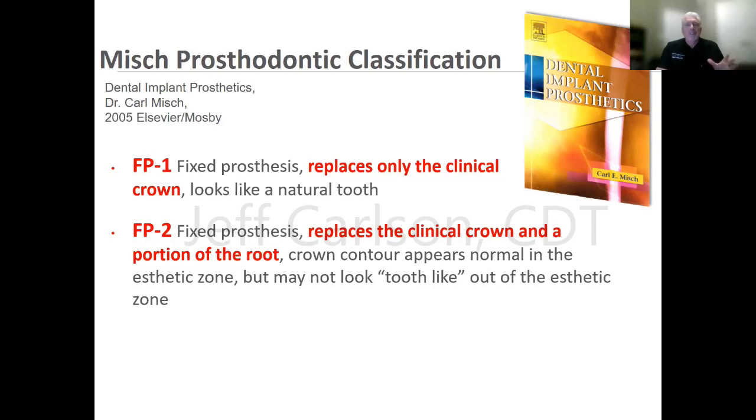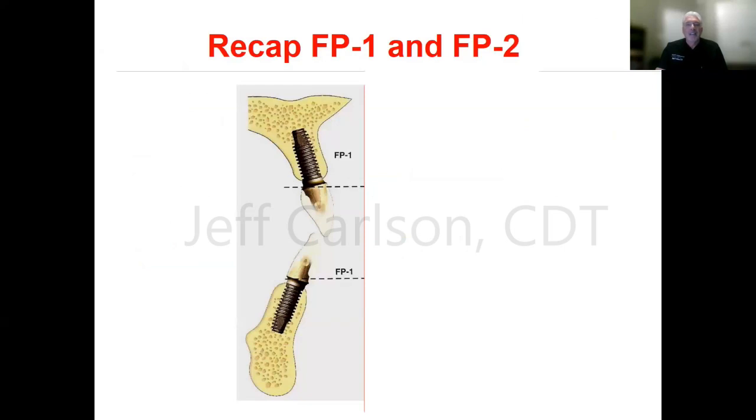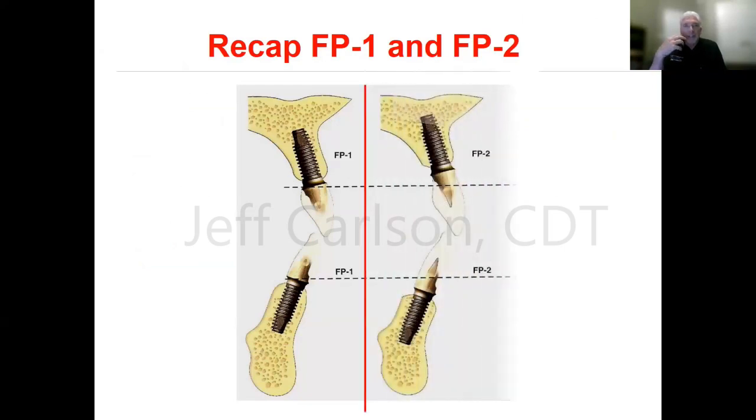So we covered this last time. FP1 is a restoration where you're just replacing the clinical crown, and the FP2 is where there's been more bone loss, periodontal disease, where you need to not only replace the clinical crown, but a portion of the root. And then FP3 is when you have to also replace some of the tissue structures, which would actually be some of the bony structures as well.